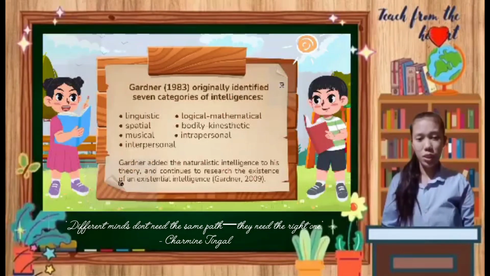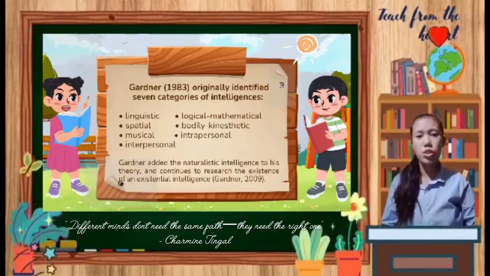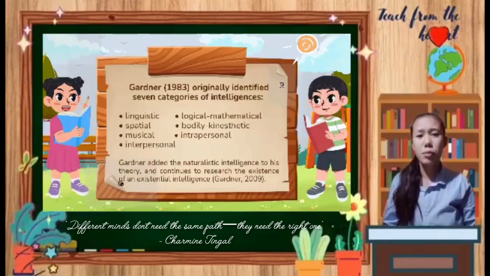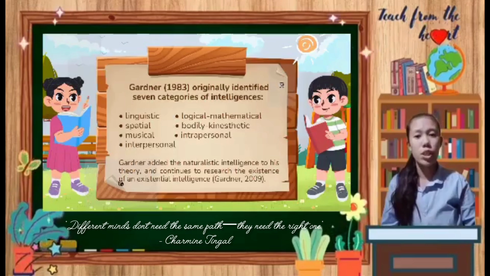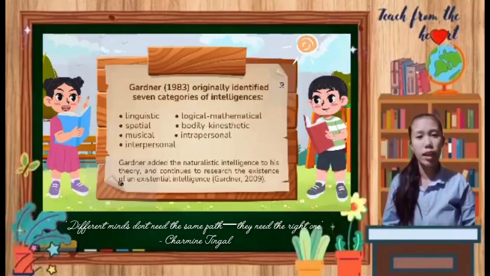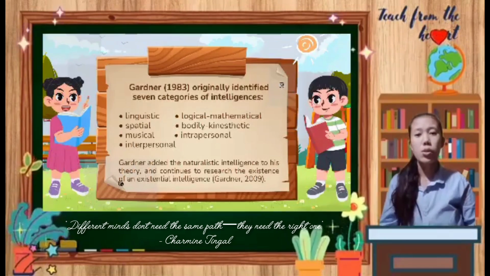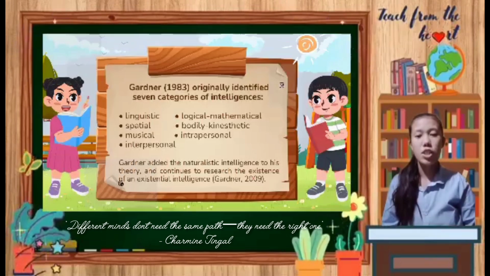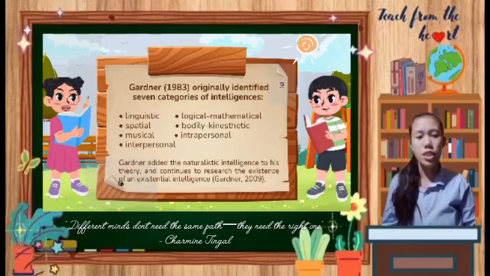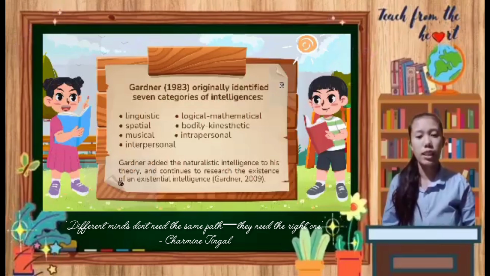So now let's continue. To help all students learn in the best way for them, teachers often use Howard Gardner's theory of multiple intelligences, or MI. Gardner believed that people are smart in different ways, not just one. So in 1983, he described 7 types of intelligence, which are linguistic intelligence, logical-mathematical intelligence, spatial intelligence, bodily-kinesthetic intelligence, musical intelligence, intrapersonal intelligence, and interpersonal intelligence.